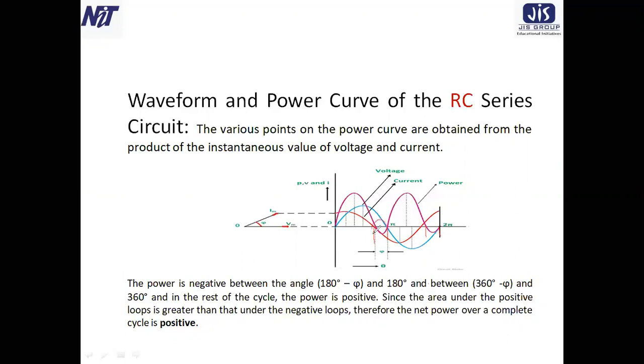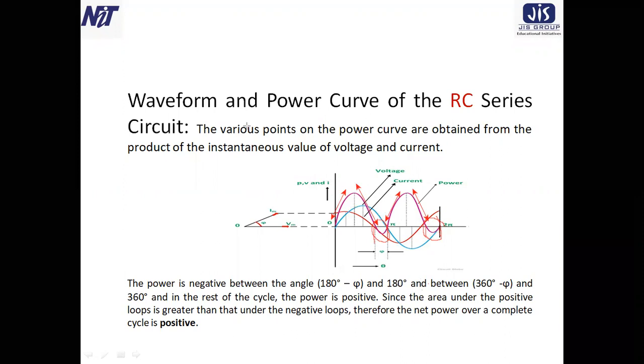So this region, if this is phi, 180 minus phi and 180, and also in this place, the power is negative between 360 minus phi and 360. And in the rest of the cycle, the power is positive. Yes, obviously. Look, this part is positive. And here it is positive. This is also positive. From here it is positive. So the rest of the part, you can say the power is positive.